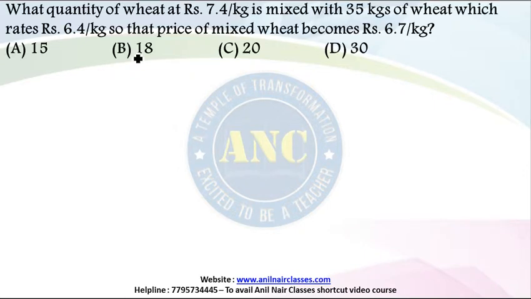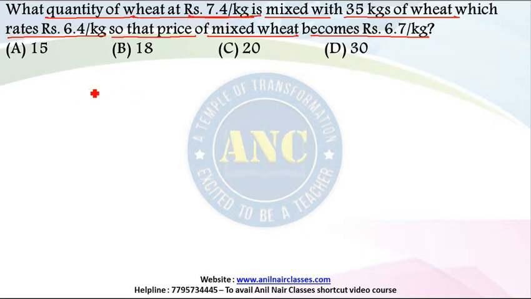Now please see this question, sir. Your question is, what quantity of wheat at 7.4 rupees per kg is mixed with 35 kgs of wheat, which rates 6.4 rupees per kg, so that the price of the mixed wheat becomes 6.7 per kg. Now see here, the first product is costing 7.4 rupees, but I don't know how much quantity it is; that is what we need to find.